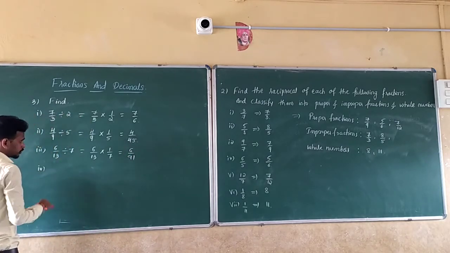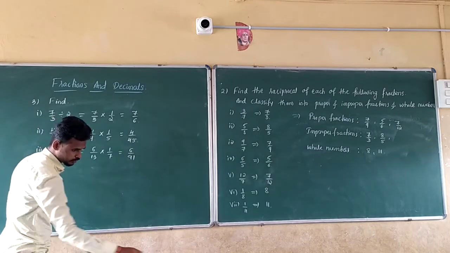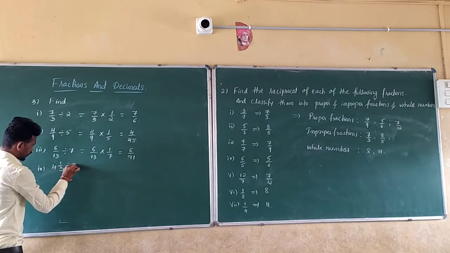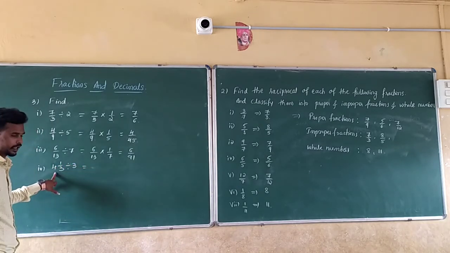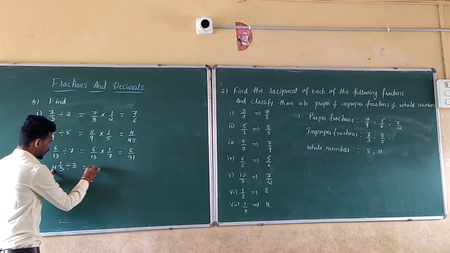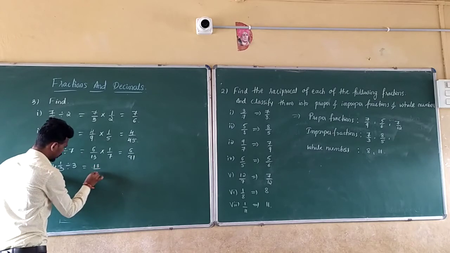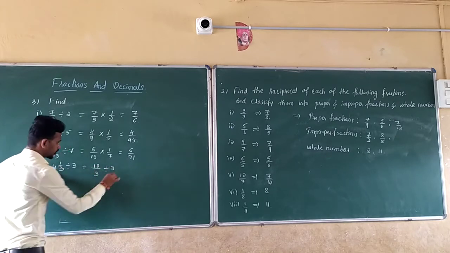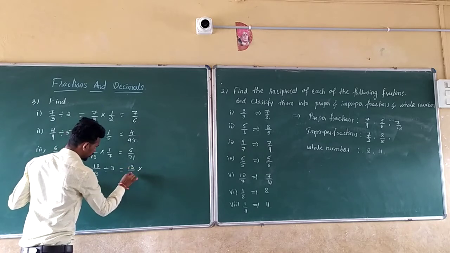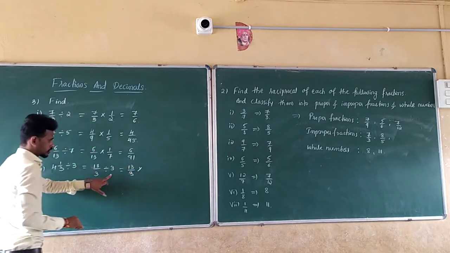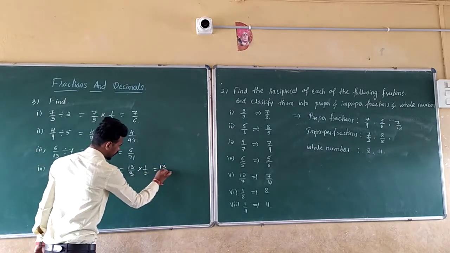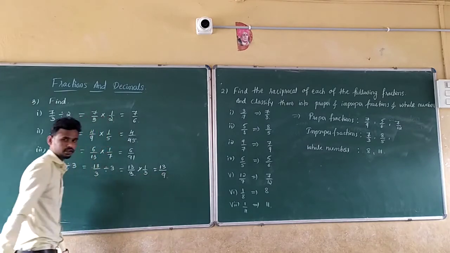Next, fourth one, 4 integer 1 by 3 divided by 3. Here it is a mixed fraction. First convert that into an improper fraction. 4 3s are 12, 12 plus 1, 13 by 3 divided by 3. So this is equal to, keep the first number the same, 13 by 3 into, so this 3 will become what? Reverse, 1 by 3. So 13 into 1, 13, divided by 3 3s are 9.